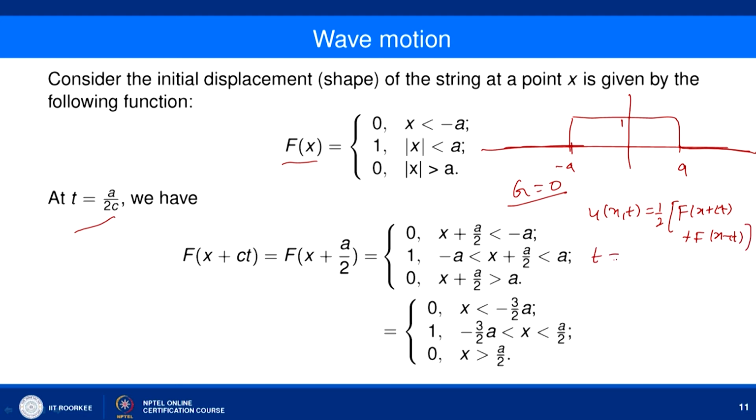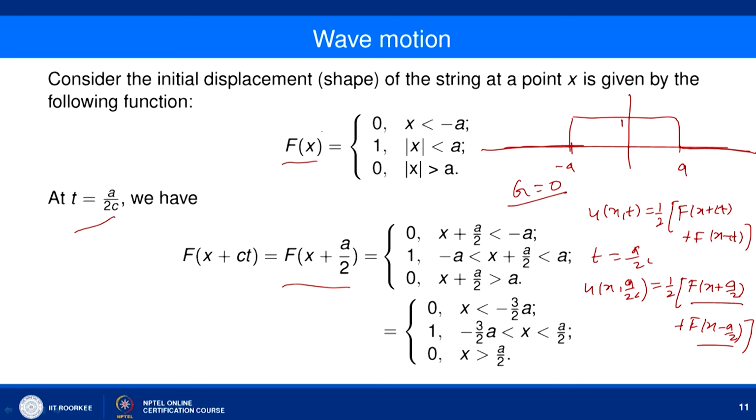Now, at t equal to a by 2c I want to write u of x, a by 2c equal to 1 by 2 f of x plus ct, where ct is a by 2, so x plus a by 2, plus f of x minus a by 2. So, I just want to find out the values of f of x plus a by 2 and f of x minus a by 2. Let us first find f of x plus a by 2.